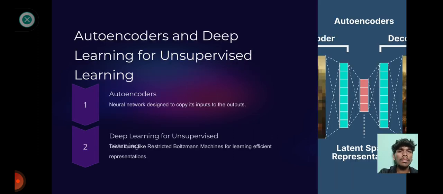Autoencoders and deep learning for unsupervised learning. Autoencoders: neural networks designed to copy their input to their output. Deep learning for unsupervised learning, like restricted Boltzmann machines, for learning efficient representations.